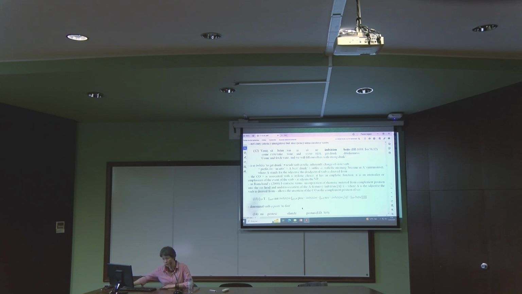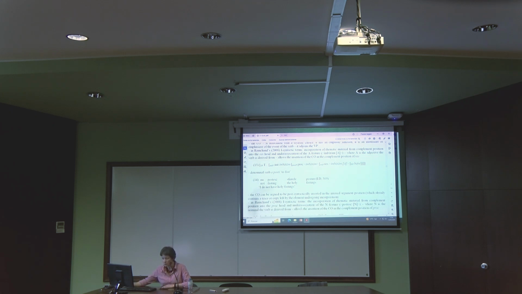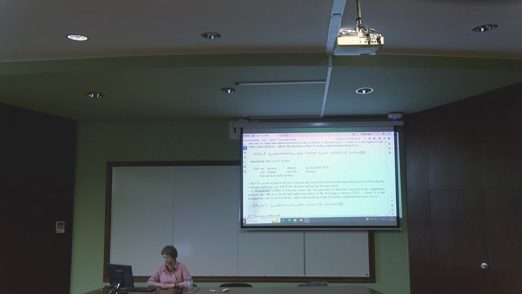We also find denominal verbs, verbs derived from a nominal root, nu postesc Sfintele Posturi, I do not have holy fastings. The CO can be argued to be post-syntactically inserted in the internal argument position, which already contains a trace or copy left by the element undergoing incorporation.